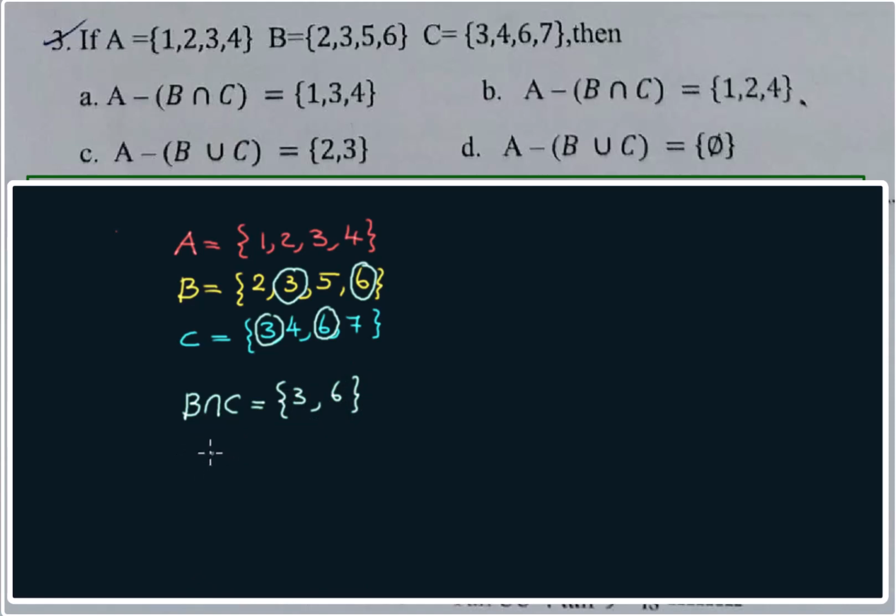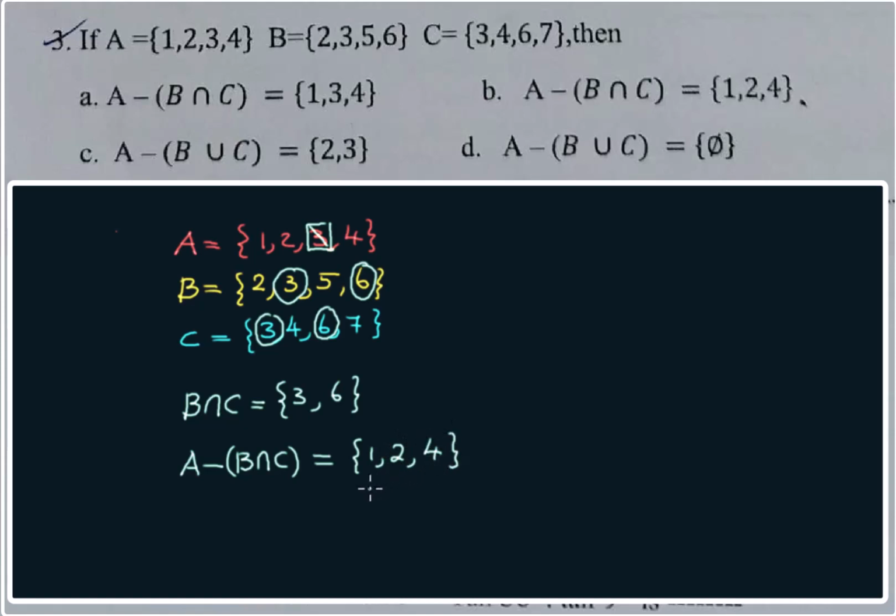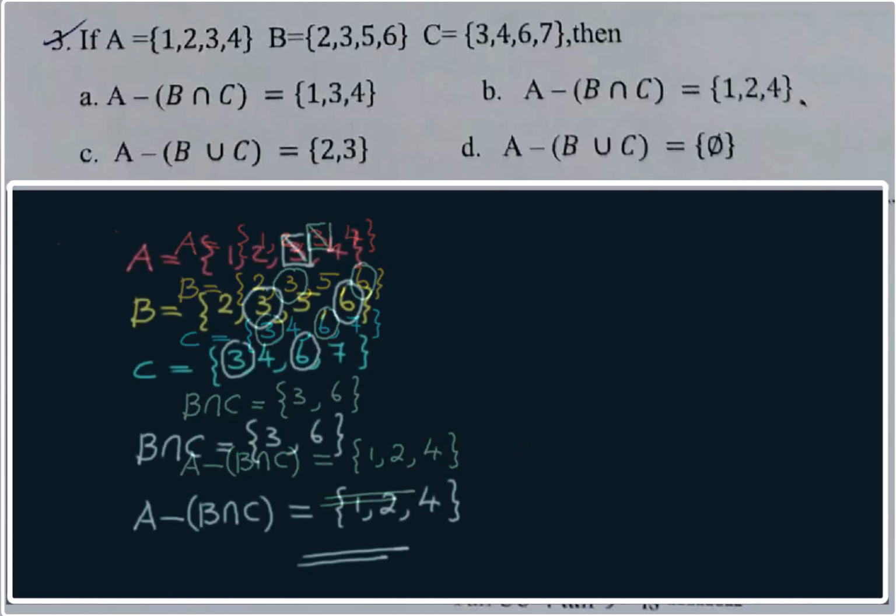Next we find the difference from A. A minus B intersection C means the set of those elements in A excluding the elements of B intersection C. We see that only 3 is the element from B intersection C which is present in the set A, and hence it is removed. So the remaining is the set {1, 2, 4} and is the required set. We also can see that the other given expressions are not true ones, and hence the option B is the correct option.